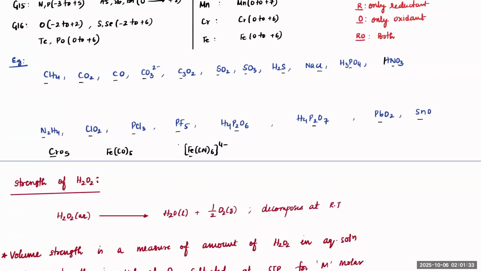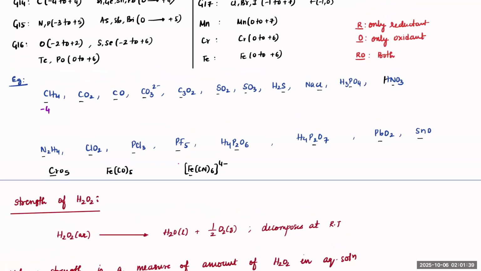First, what is the oxidation state on carbon? -4. So it can only act like a reductant. Here +4, which means it can only act like an oxidant. +2 means it can act like both. Carbonate is +4, so it is only an oxidant. C3O2: how much are you getting? 3 carbons. Just check the average oxidation number. It is 4 by 3. So obviously it can act like both.